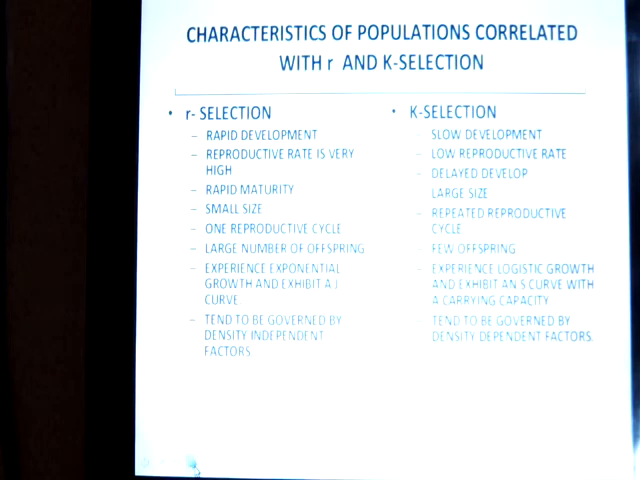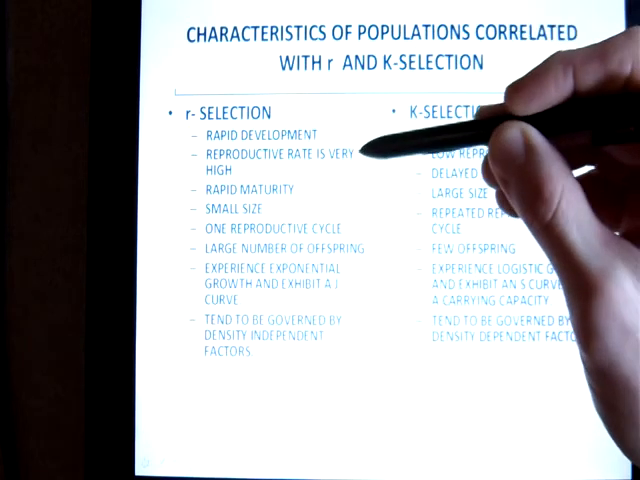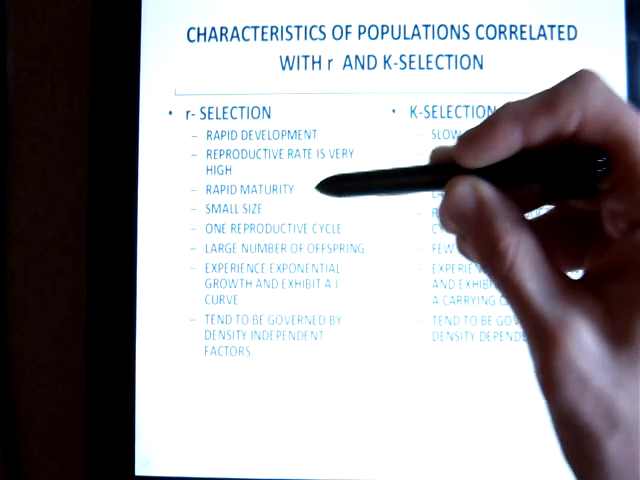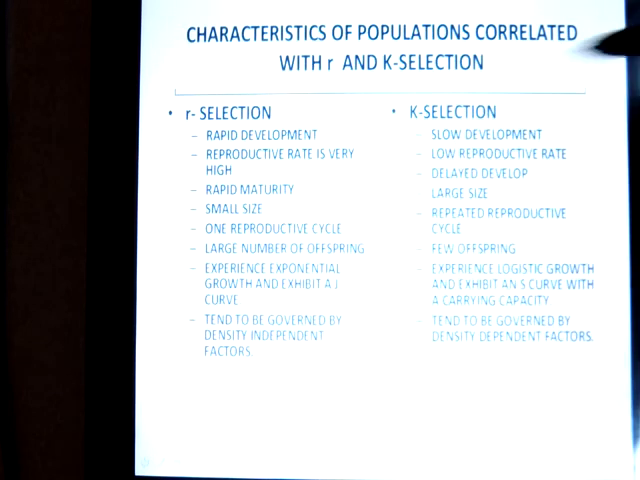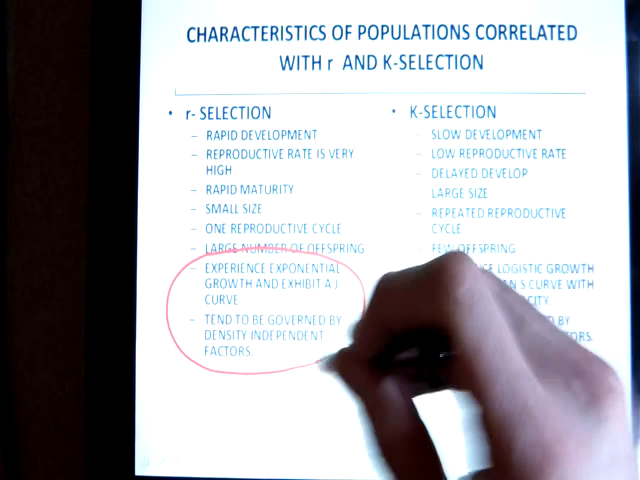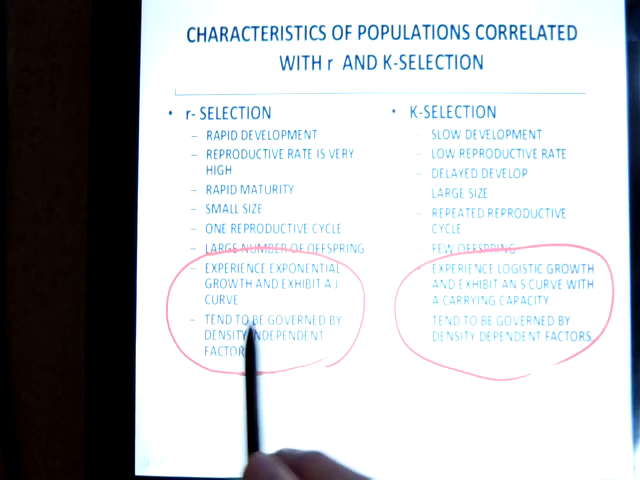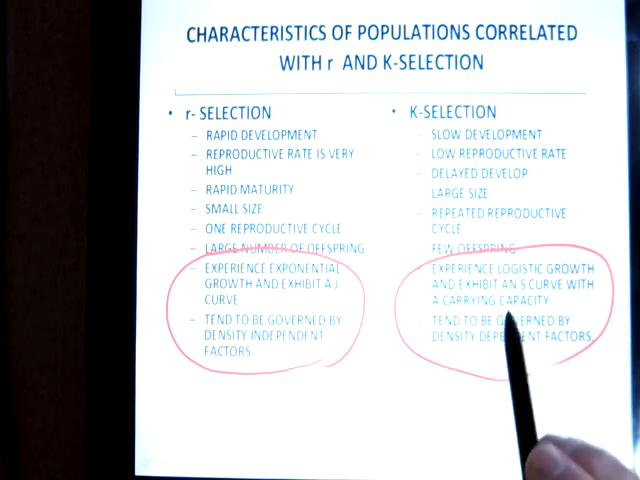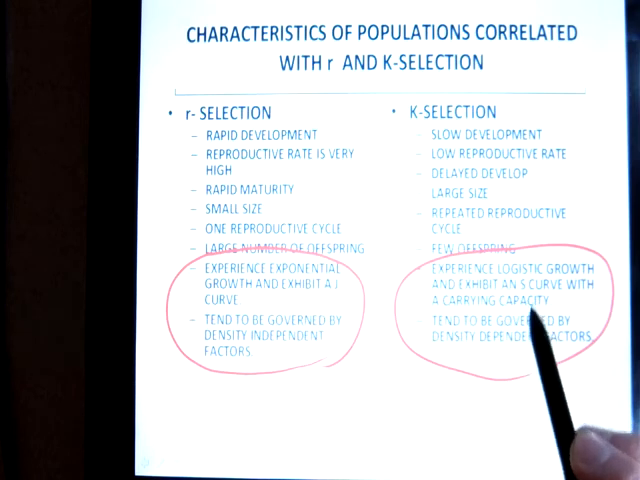And here are the basic differences between K selection and R selection. So in R selection, we have rapid development and reproductive rate is very high, sexually mature quite early, and they're quite small. In K selection, we have slow development, low reproductive rate, and they tend to be big organisms. A couple other things that might not be totally intuitive, these last bullets on either side. Well, we know that R selection shows the J curve with the exponential growth, and K selection shows the S curve with logistic growth.